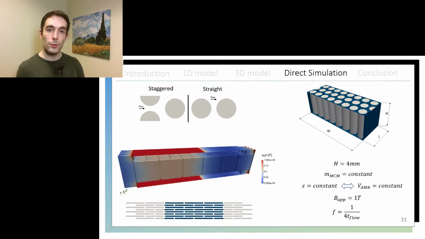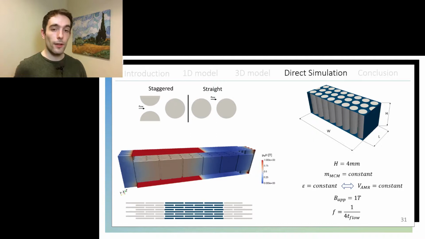So the height of the pins was 4 millimeters for all cases, and the curvature effects of the wheel of regenerators was neglected because the radius of that wheel was hypothesized to be much larger than the height of those pins. In all cases, the mass of the magnetocaloric material was kept constant, and thus for the cases of constant porosity, the volume of the regenerator was constant as well.